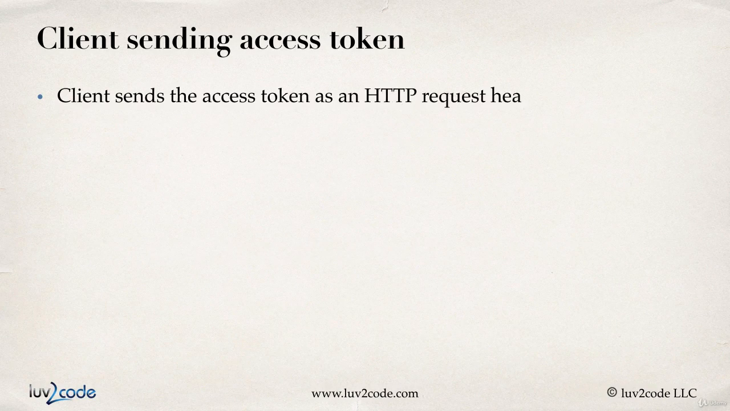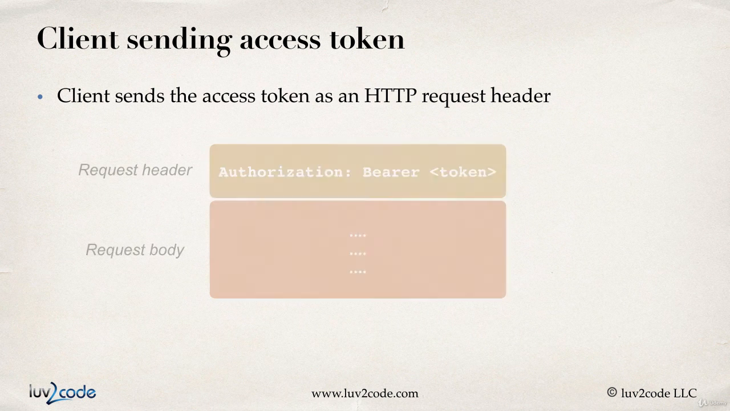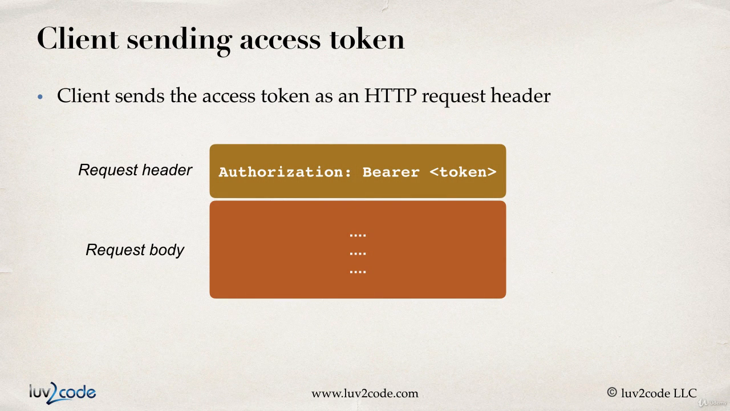Now, with the client sending the access token, they're going to send the access token as an HTTP request header. So when our Angular application makes a web request, they'll actually send over this request. They'll also set up a special request header: authorization, bearer, and then the actual reference to the access token. So this is something that our Angular application will have to send over.